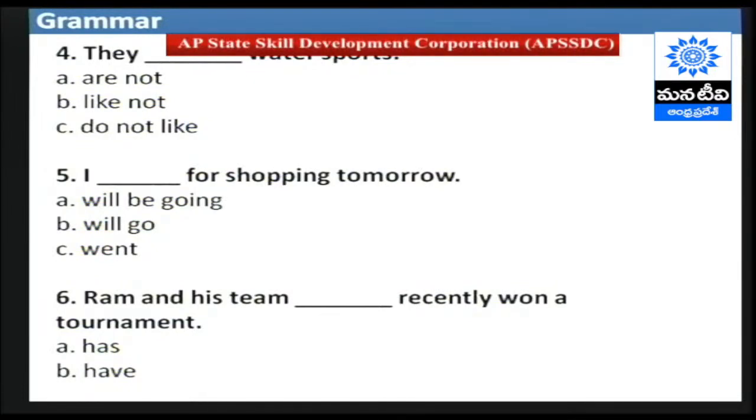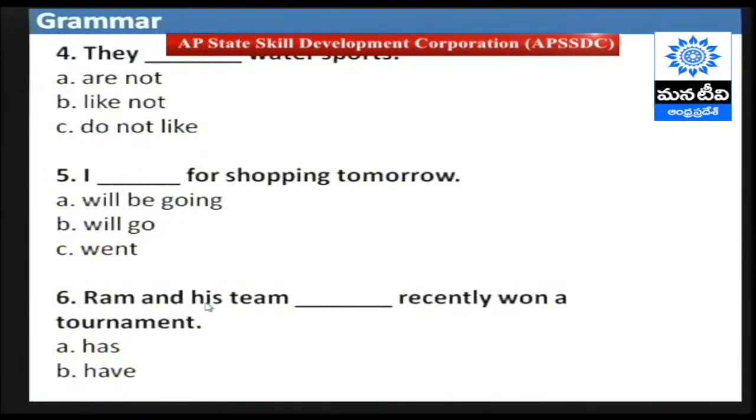I dash for shopping tomorrow. I will be going for shopping tomorrow. I will go for shopping tomorrow. I went for shopping tomorrow. Now, this is a matter of tense. Here, went is past tense. So, went is past tense of go. Now, tomorrow is future. So, I can't use C. A is a continuous form. I need not use that. So, B is a definite form. I will go for shopping tomorrow.